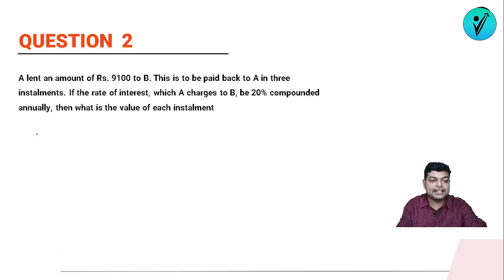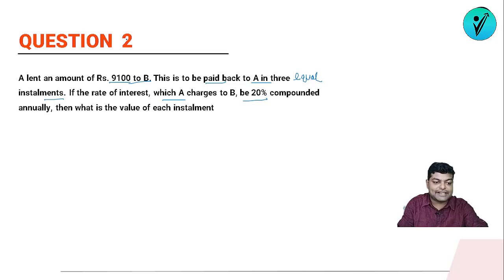So the question suggests that A has lent an amount of rupees 9100 to B, meaning the principal is 9100. This is to be paid back to A in 3 equal installments. If the rate of interest which A charges to B is 20% compounded annually, then what is the value of each installment? So clearly it is very simple that in 3 installments he wants to square off his loan. So what should be the value of each installment? The condition is that all the 3 installments should be the same.